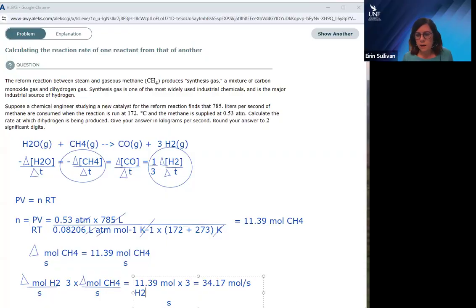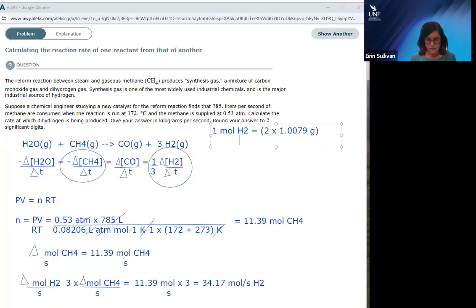Okay, so the last thing we need to do is convert moles per second to kilograms per second. So I'm going to use the molar mass of dihydrogen to do that. So 1 mole of H2 is 2 times 1.0079 grams. So the molar mass is 2.0158 grams. I can use that as my conversion factor. So I can take that 34.17 moles per second and I'm going to be converting that to grams per second. And then I've been asked for kilograms per second, and there are 1,000 grams in a kilogram.